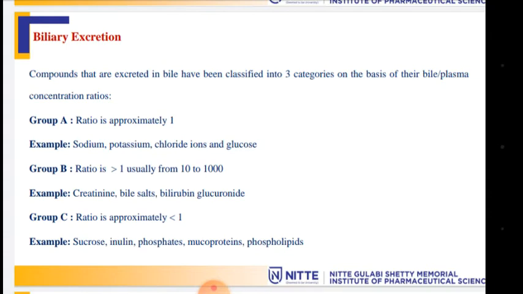Examples are creatinine, bile salts, bilirubin, glucuronide. Then group C is compounds whose ratio is less than 1. Examples include sucrose, insulin, phosphate, mucoproteins, phospholipids.